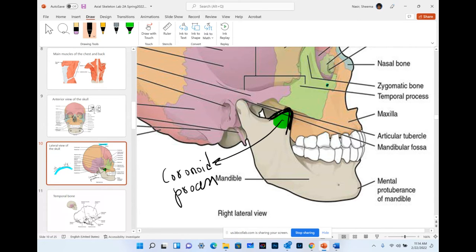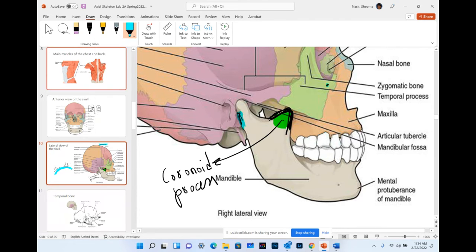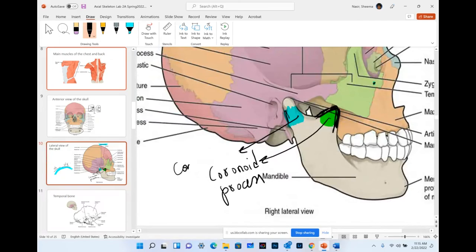Now, this is very important, so understand this. This part right here is your process. Process is always a structure that sticks out. So this is your process. Do you understand? Condyloid process or condylar process.